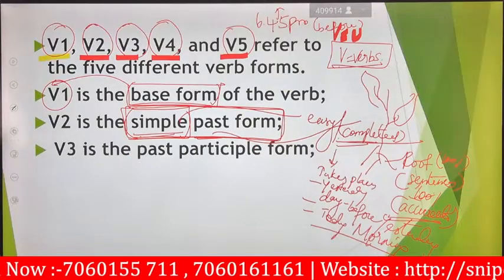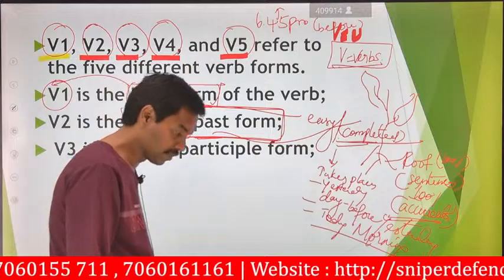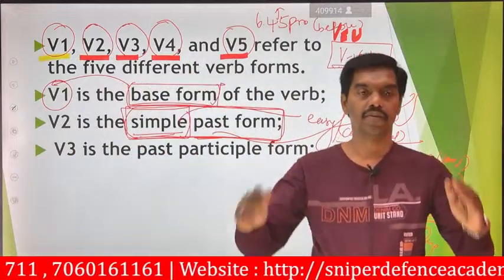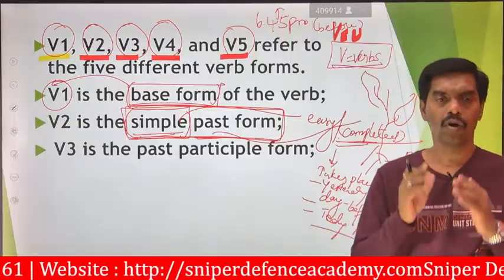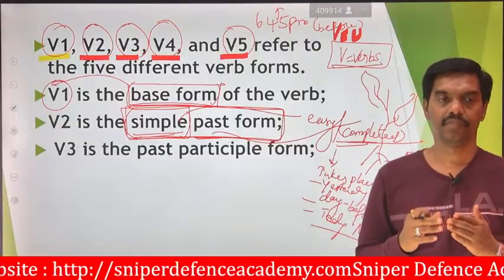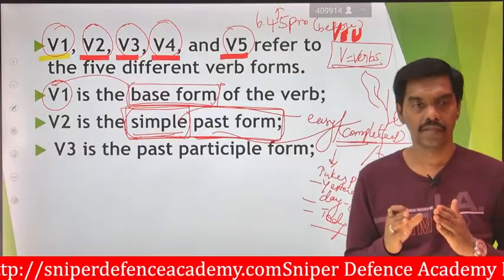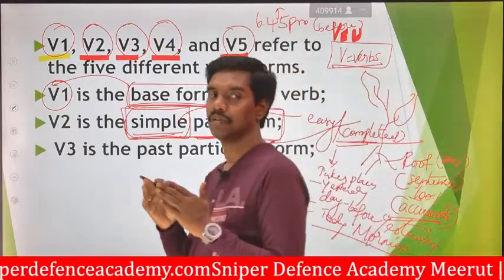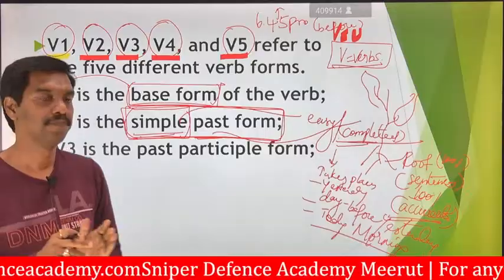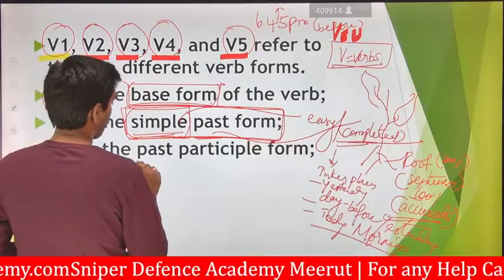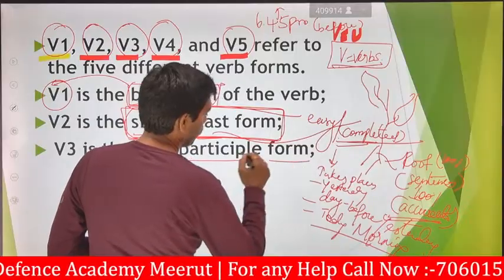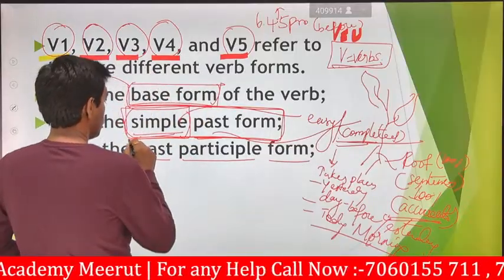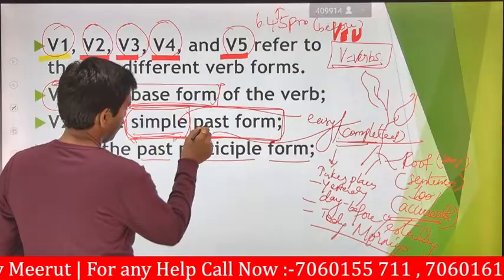The next one is V3. What is V3? V3 is verb 3. It indicates the past form in terms of participle, the past participle form. So what is past? You know that the same thing will occur.